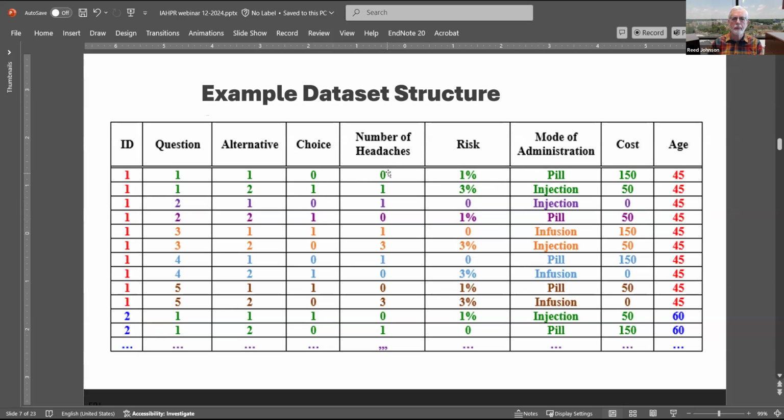The first one, the one that they picked, alternative 2, had 1 headache; the other, alternative 1, had 0 headaches, had a 3% risk, and was an injection with a cost of 50. Now, age never changes because age is attached to this ID. So it doesn't really matter which questions they saw, it's always the same age. So respondent number 2 was age 60. And respondent number 2 is going to see different questions, not necessarily the same ones as respondent number 1 did.